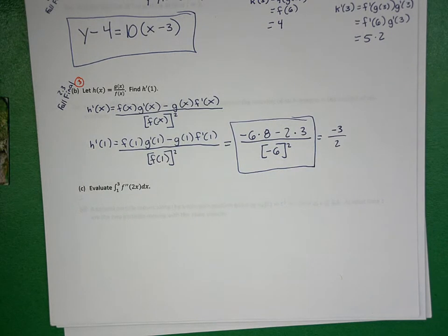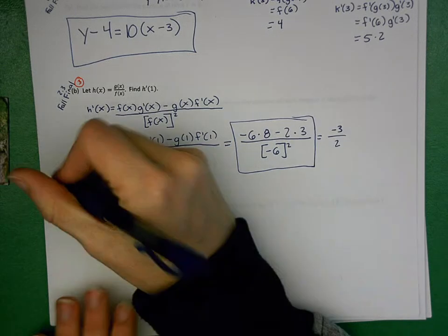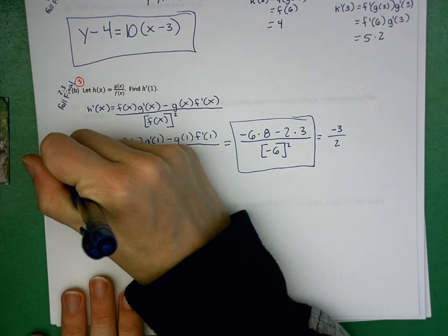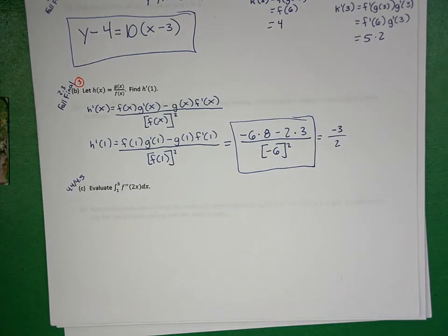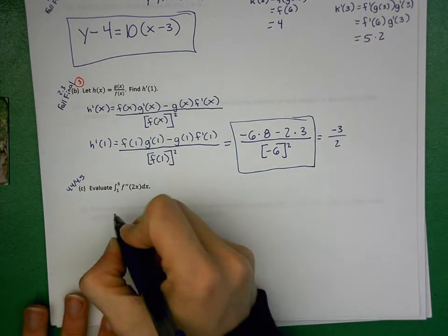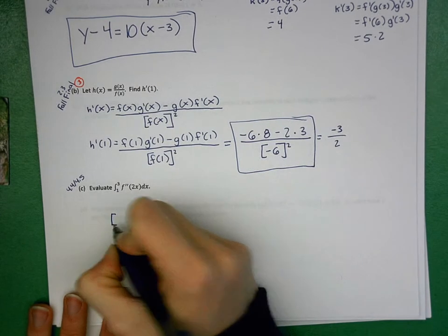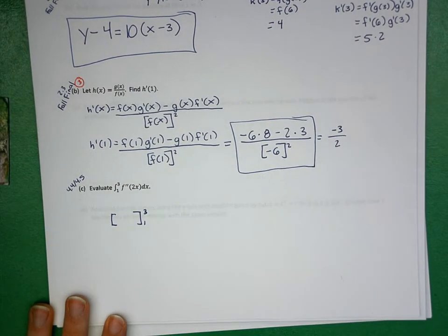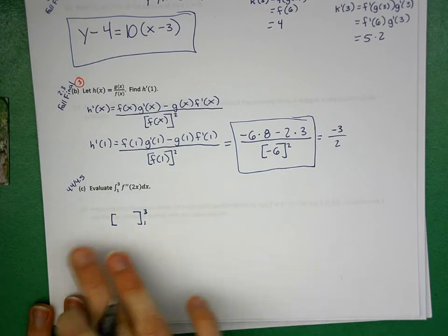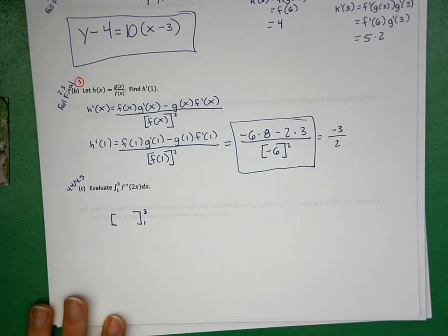Okay? C here, so C comes out of, I'd say, a mixture of 4.4 and 4.5, and then a little bit of Unit 5 as well, if you wanted to think of it that way. But we are evaluating the integral from 1 to 3 of f double prime of 2x. Okay, so we know that this is going to require us to take an antiderivative and then apply the fundamental theorem of calculus, which is plug in the upper minus plug in the lower.